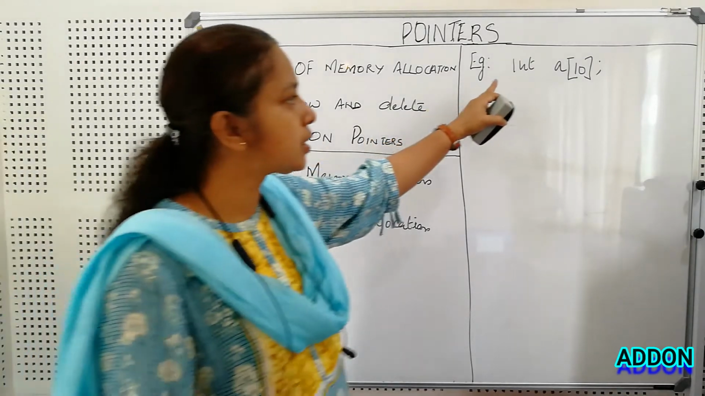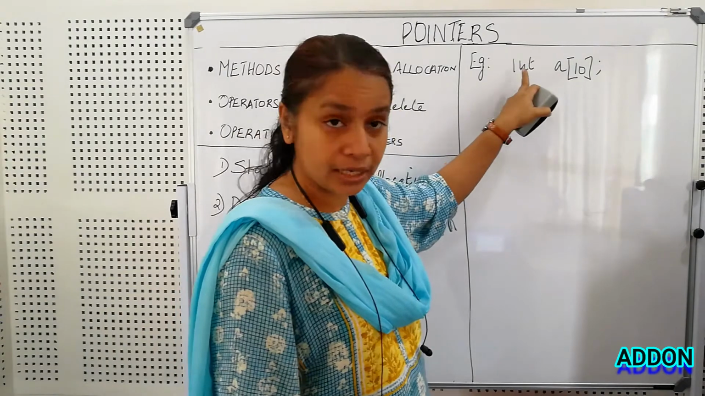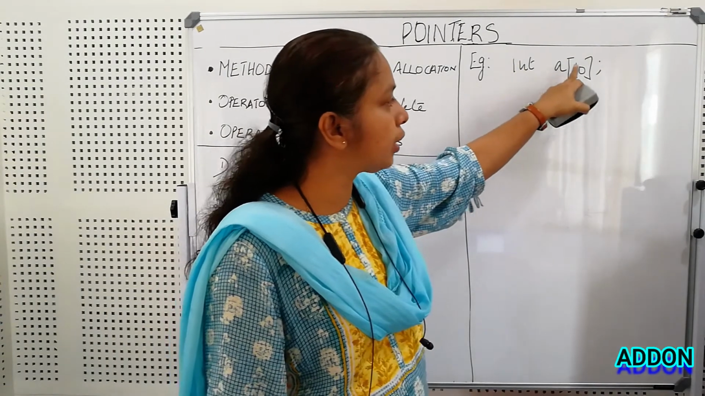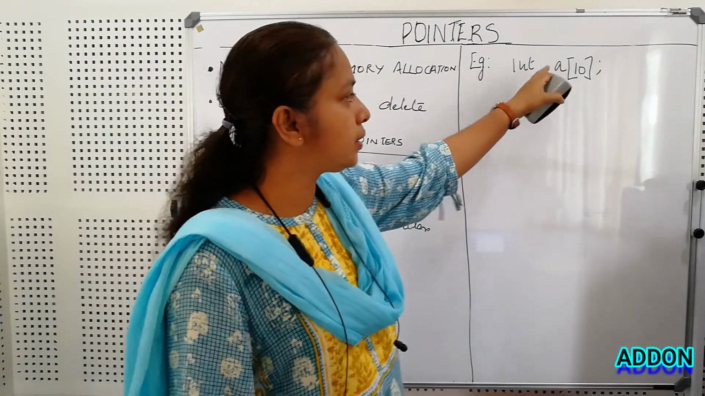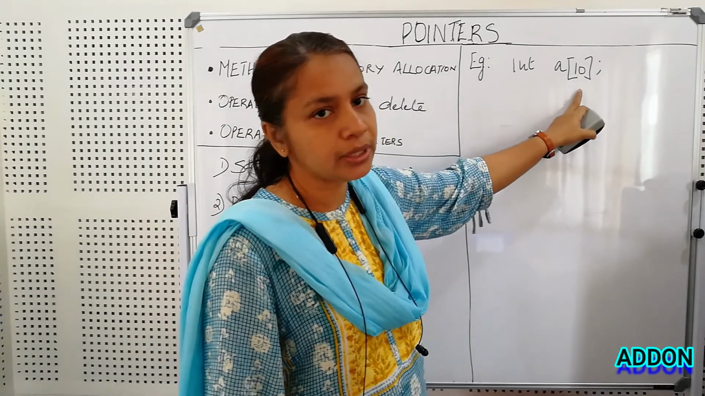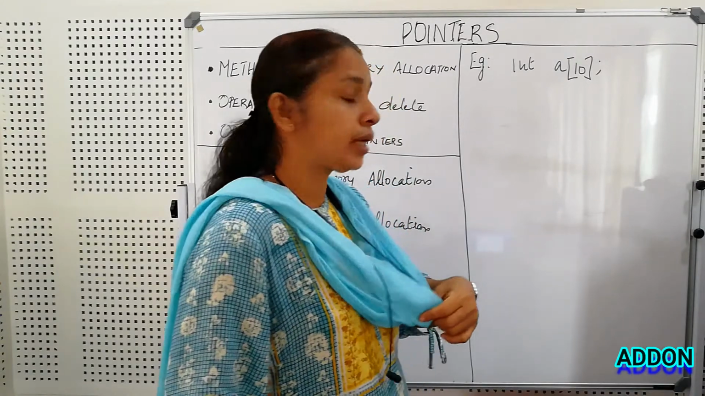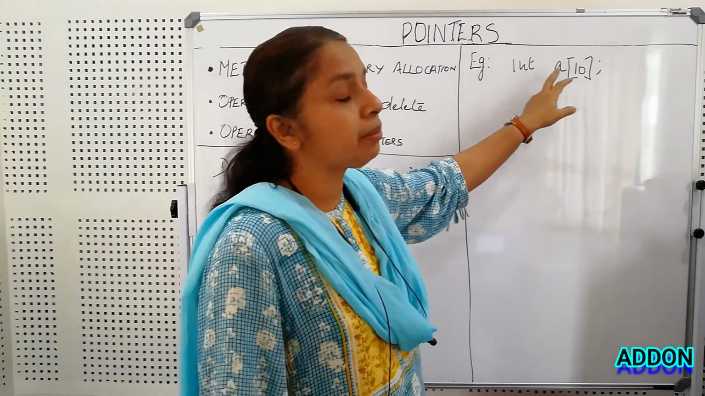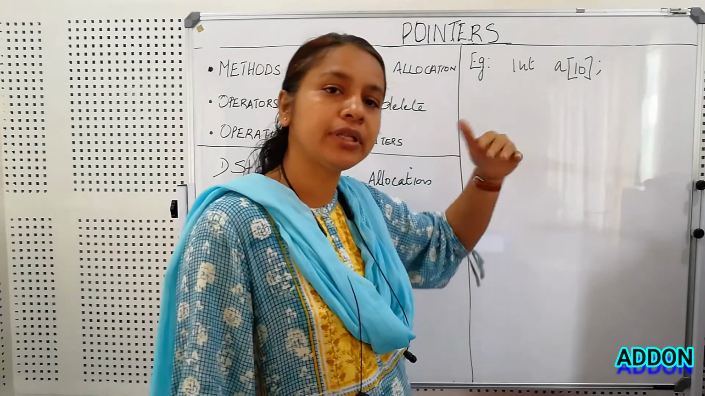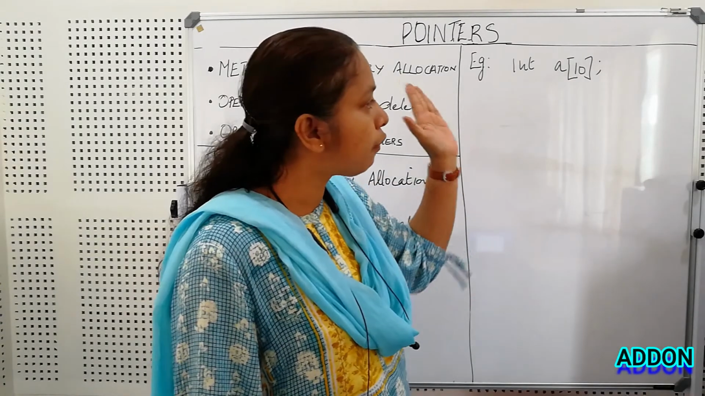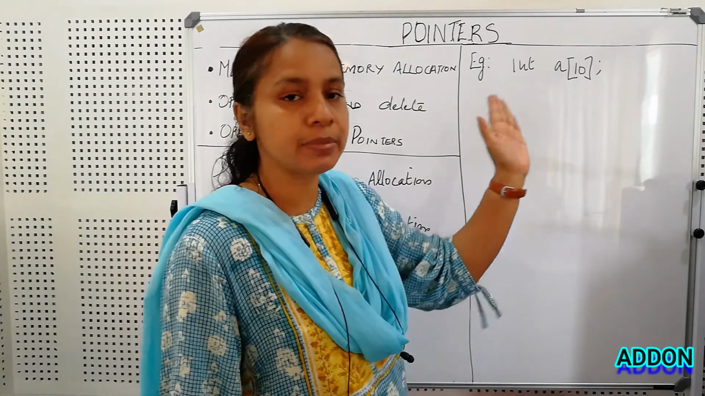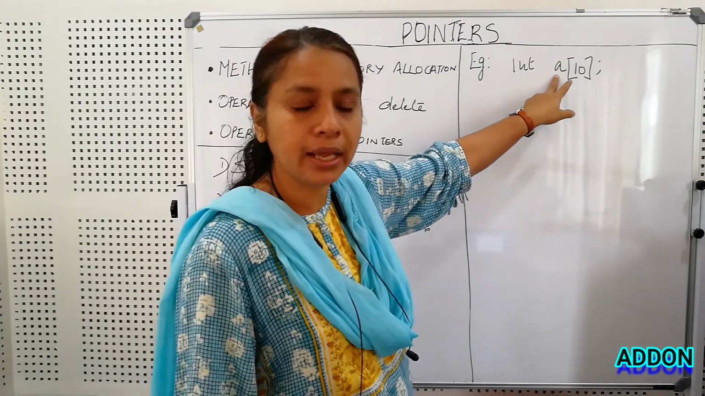Clear? So this is an example of static memory allocation. Example: int A[10]. What does it mean? A is a variable which can hold 10 data of integer type. That means here, in the case of memory allocation, memory will be allocated before the execution of the program. That means 40 bytes of continuous memory will be allocated for the variable A.